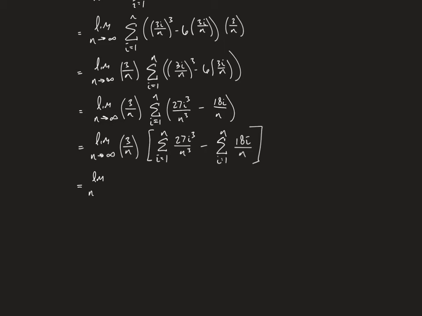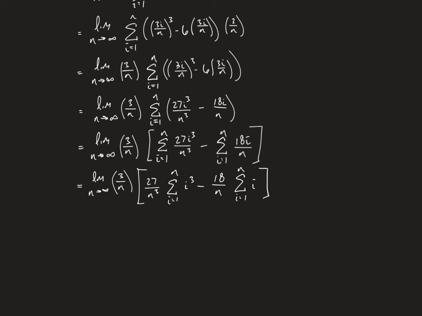So I'm taking the limit as n approaches infinity of 3 over n times this whole expression, but I'm going to take this constant 27 over n cubed out of that first sum, leaving behind an i cubed. And I'm going to take the constant 18 over n out of that second sum, leaving behind an i. And those are constants because in each of these sums we are plugging in values for i, not n, up until we plug in n. So n is a constant in each of those sums.